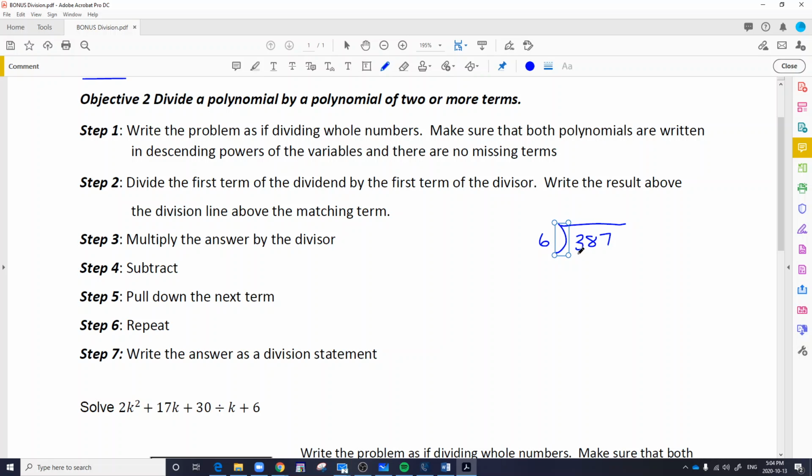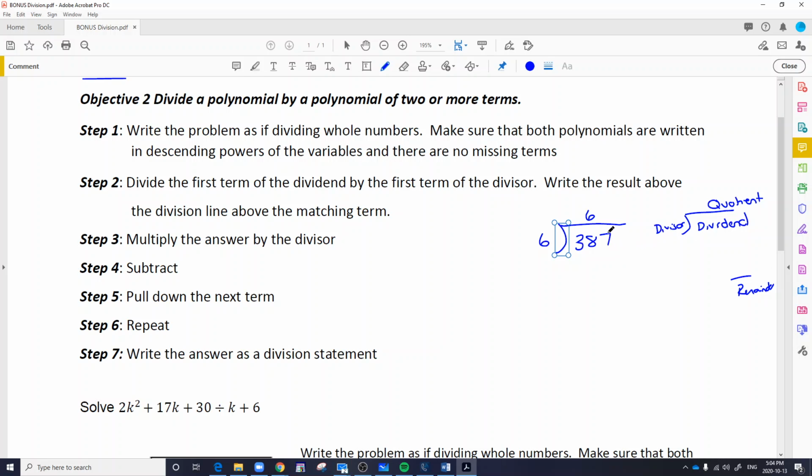Now the 6 doesn't divide into the 3, so we actually go into the 38. So we say 6 times what would give me 38? Well, it doesn't, it goes into 36. So when you're looking at this, this is called the dividend, and this is the divisor. And then the answer up here is your quotient. And then way down here, you'll get your remainder.